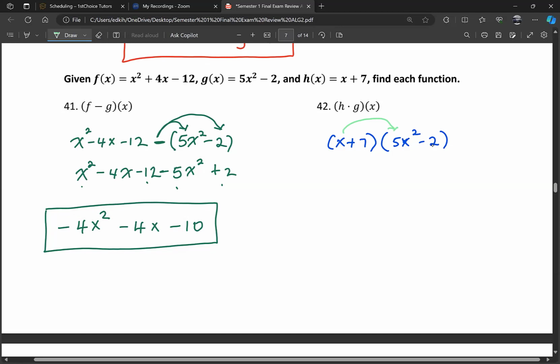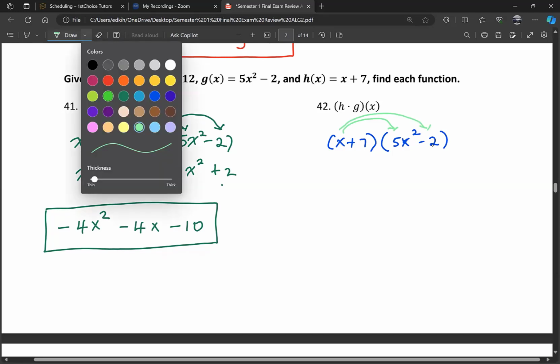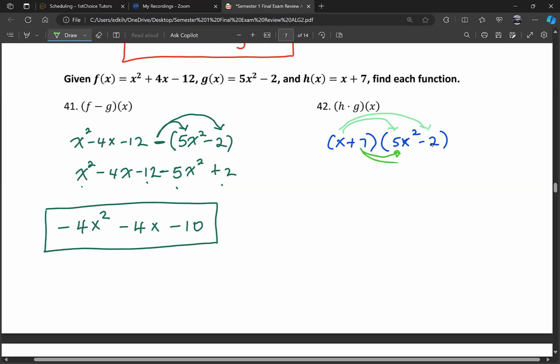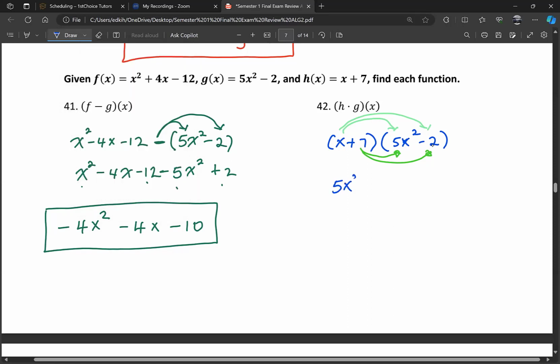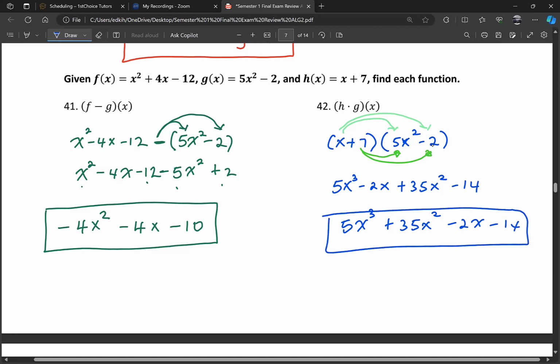This times this, times this. And then once we've completed that, we're going to come back and do this times this, times that. And then we're going to combine like terms if we have any. X times 5x squared becomes 5x to the third. X times negative 2 is negative 2x. 7 times 5x squared is 35x to the second. 7 times negative 2 is negative 14. We don't have like terms, but we need to write this answer in standard form. So from the highest degree, followed by the second highest, third highest, and finish with a constant. And that, friends, is your answer to this question.